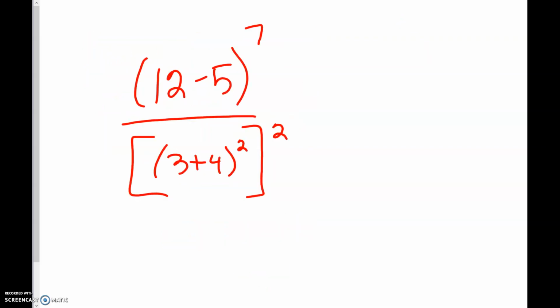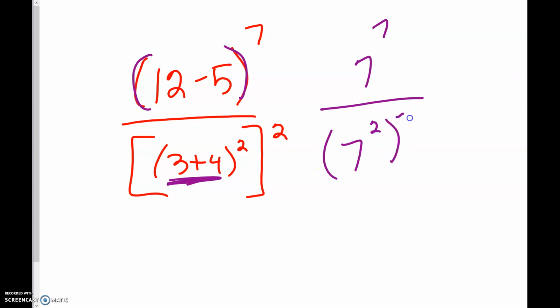All right, this is one problem here. So again, parentheses. What is 12 minus 5? 7. In here, what's 3 plus 4? 7. 7 to the 2nd power to the 2nd power. So that's power to a power, so we're going to multiply. So we have 7 to the 7th over 7 to the 4th.